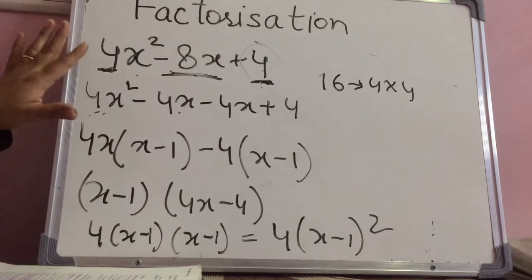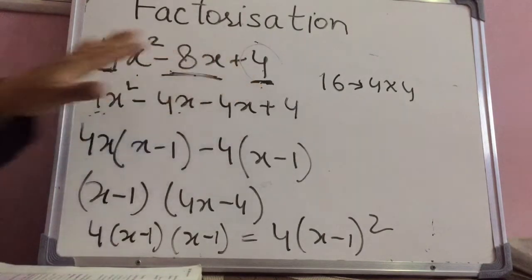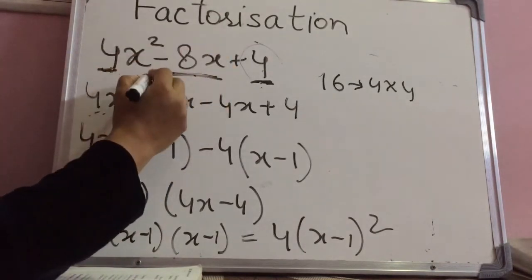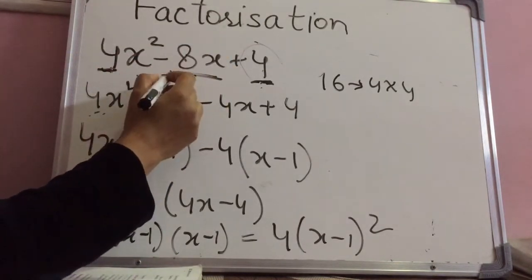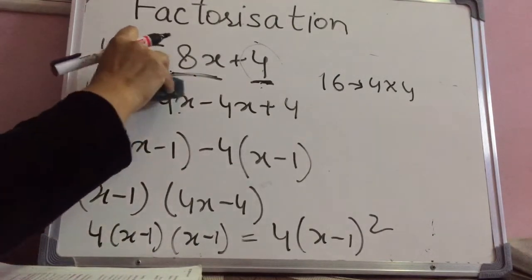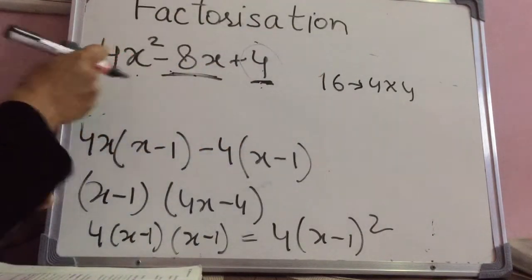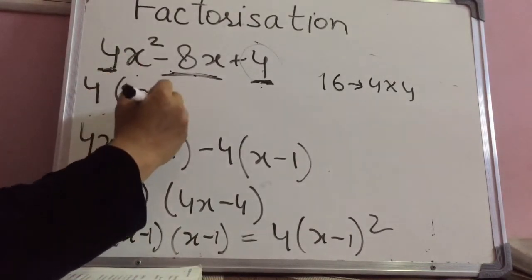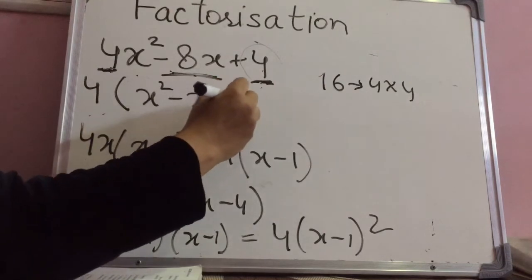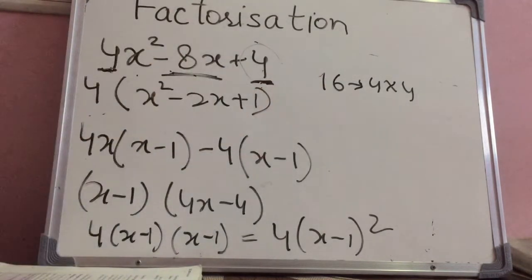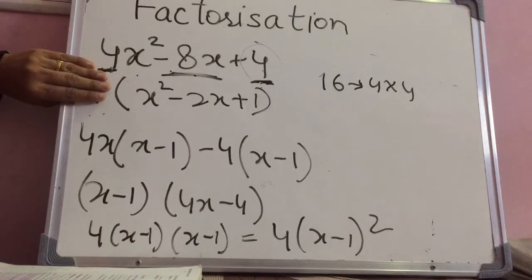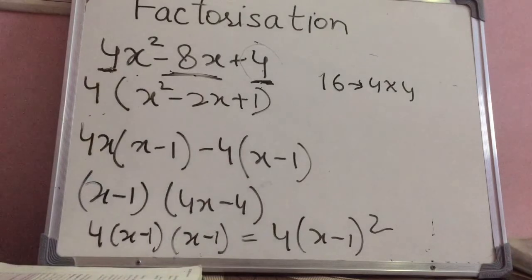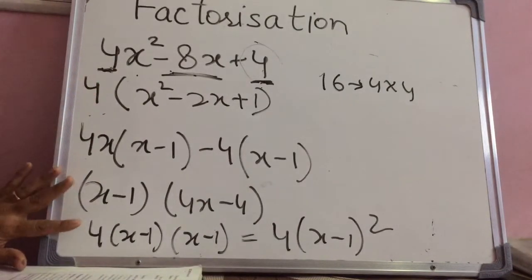Another way is we can take 4 common from this expression in the starting. Like we could have made this expression with 4 outside. I'll show you. 4 outside the bracket as it is and x square minus 2x plus 1. Right? Now we'll keep this on the side and we will split this as we did in earlier questions. So we will get the same answer.